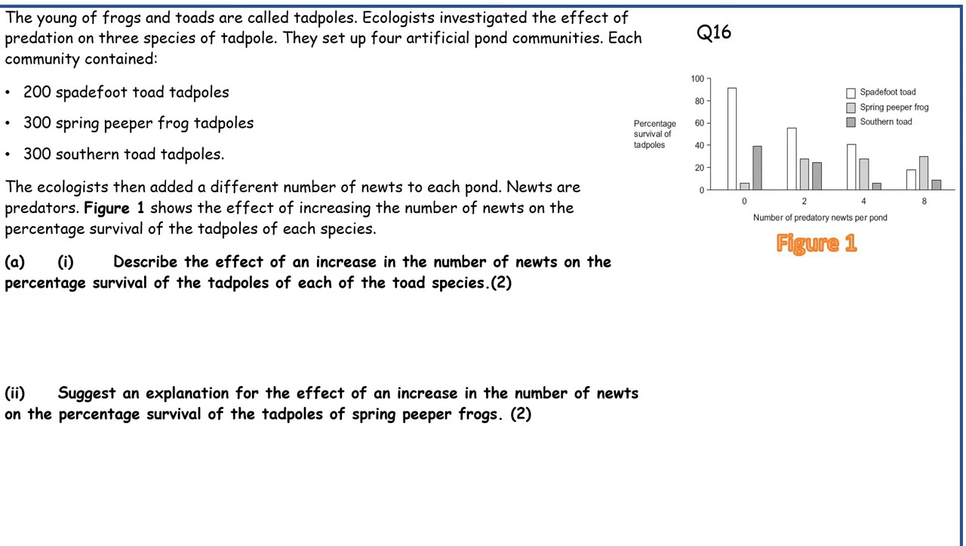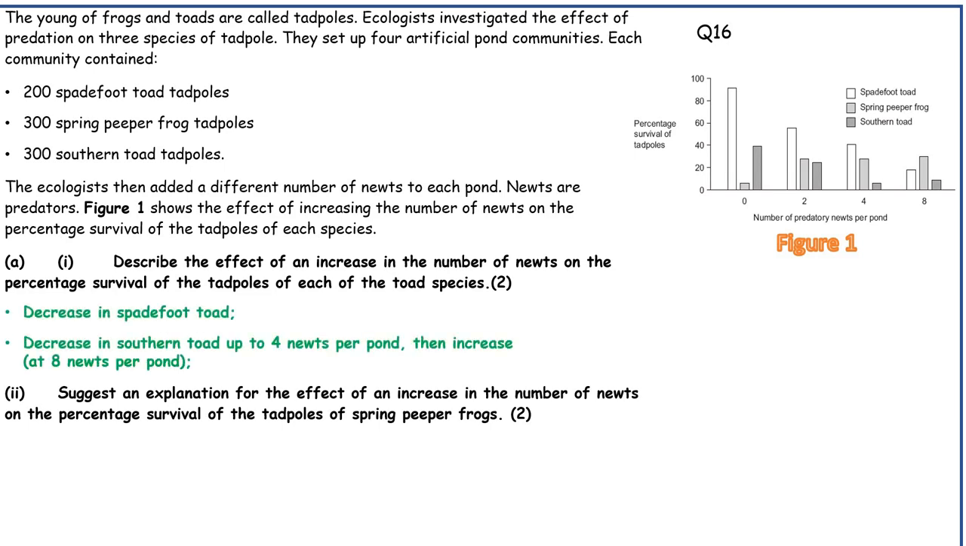Newts are predators. Figure 1 shows the effect of increasing the number of newts on the percentage survival of the tadpoles of each species. Describe the effect of an increase in the number of newts on the percentage survival of the tadpoles of each of the toad species. So you can see that as the predators increase, the number of spadefoot toads decreases. And there is also a decrease in the southern toad, but only up to 4 newts per pond.